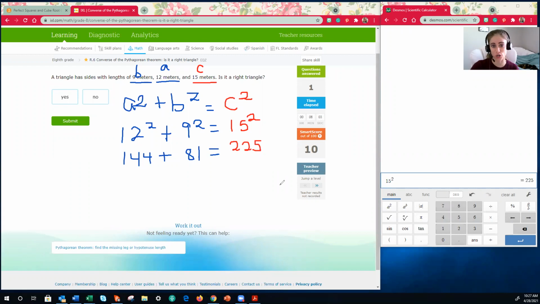All right, let's finish this off to see whether or not I'm going to get the answer of 225. So we're going to add 144 and 81, and we get 225. All right, we have another example of one that works. It checks out. Therefore, this is also a right triangle.